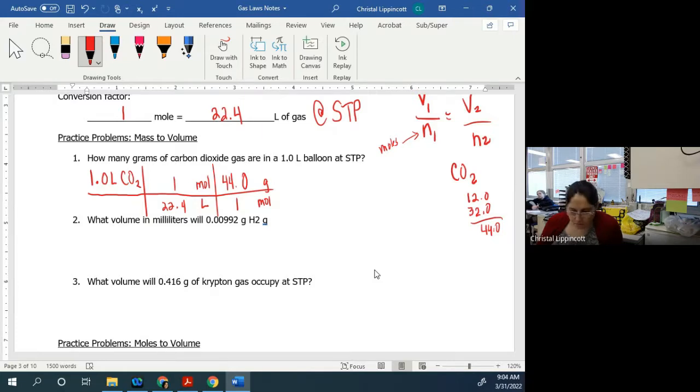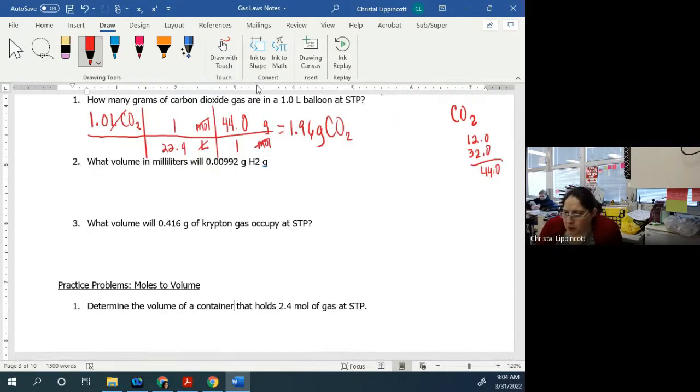What did you get, Julia? 1.964. Okay. All right, so this ends up being 1.96, and that's going to be what unit? Grams, because our moles canceled, our liters canceled, and that leaves us with grams of CO2. Okay, next one.